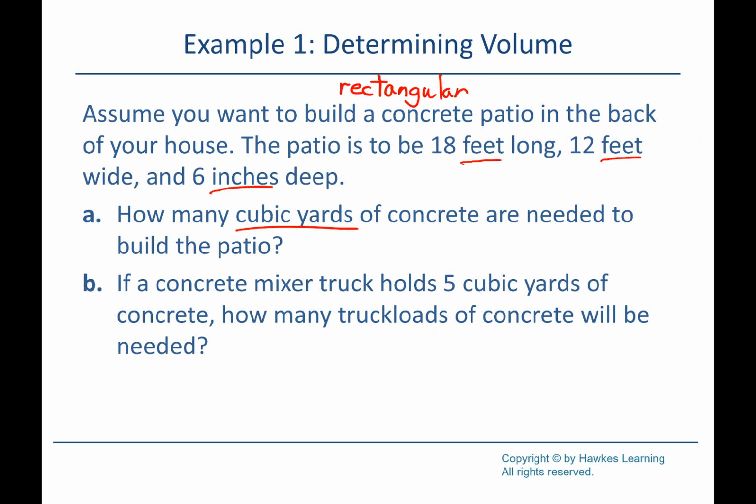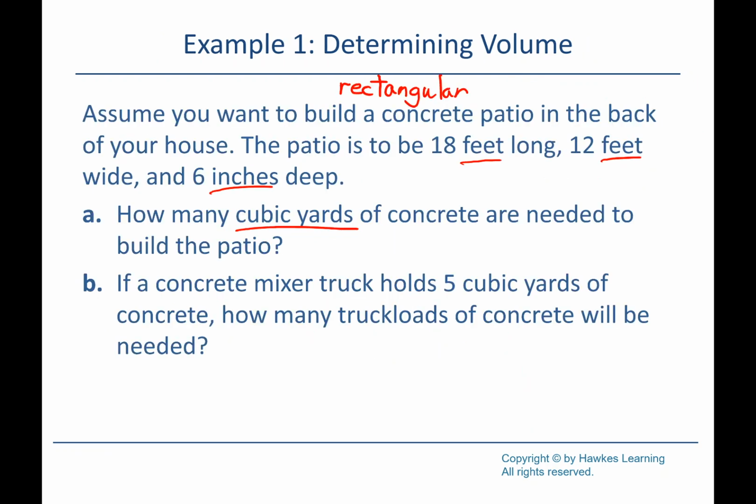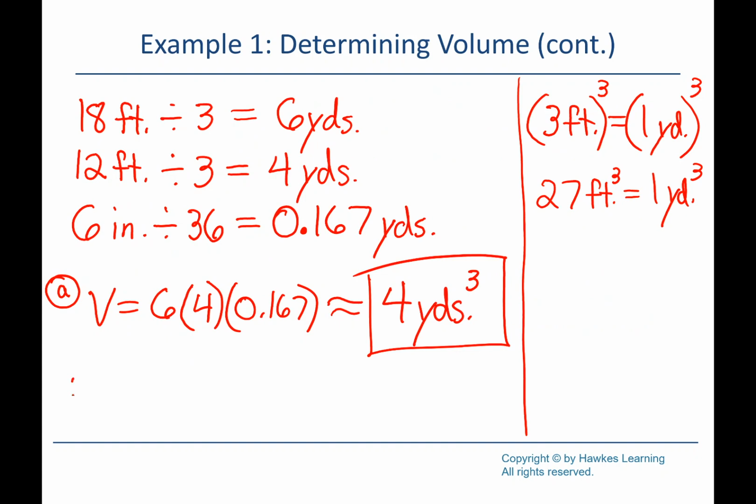Part B says if a concrete mixer truck holds 5 cubic yards of concrete, how many truckloads do we need? This one's easy. The truck holds 5 cubic yards. We need 4 cubic yards. How many truckloads do we need? Just one on this one actually, right? Because the truck holds 5. We only need 4. So part B, we only need 1 truck. So yeah, if you were thinking like if we needed 5 and it held 4, then it would be 2. That one's so easy it almost makes you overthink it.